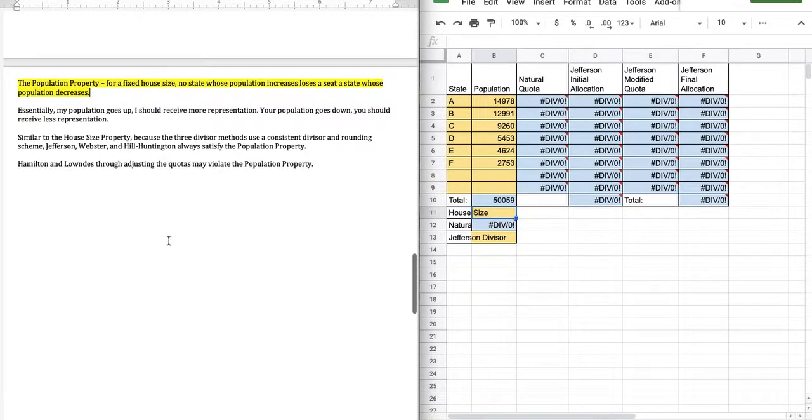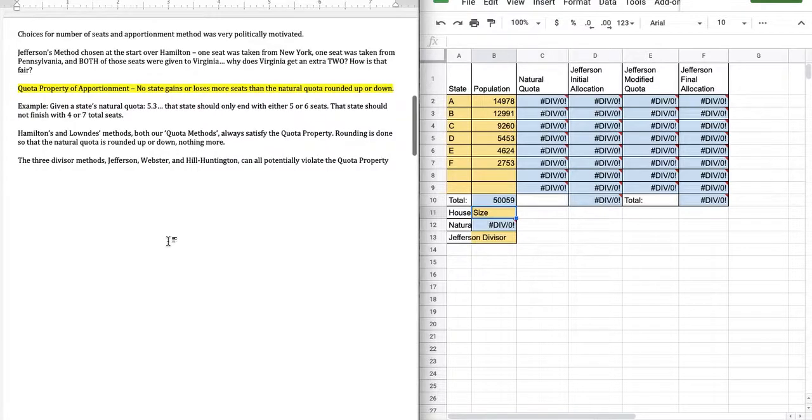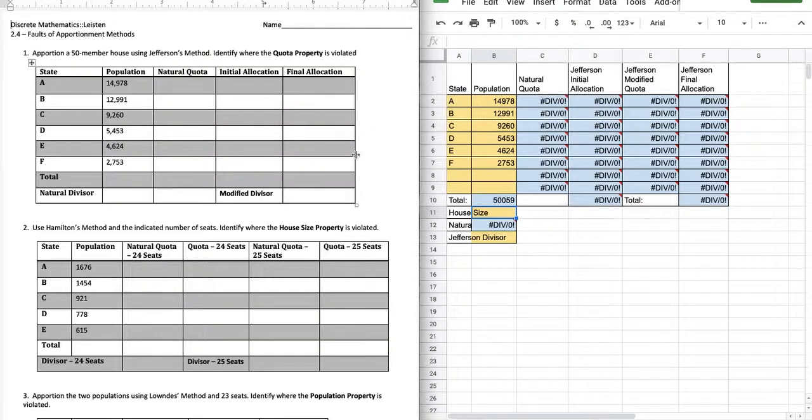And third, the population property. When we have a fixed house size, if a state's population increases while another state's population decreases, the state whose population went up should not have fewer seats, whereas the state whose population decreased should not have more seats as a result. So we need to take into account those 3 items when we're working through this. I'm going to go back.